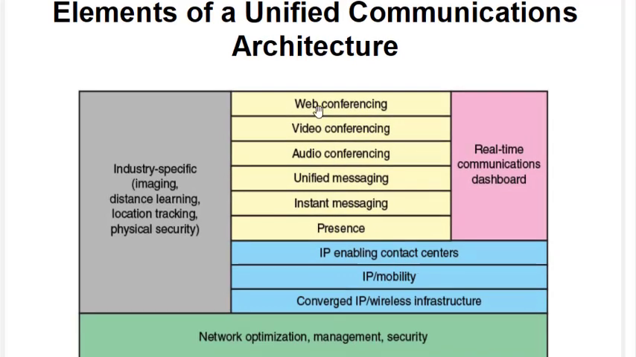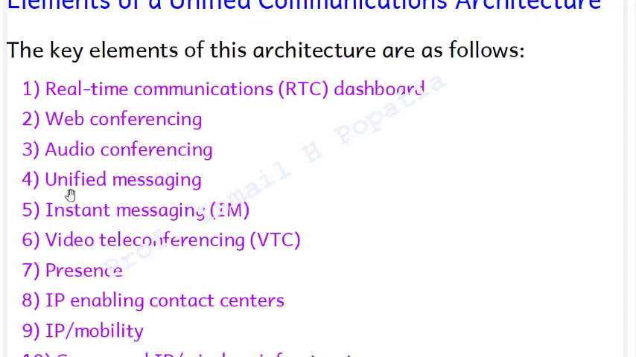These are the elements of the unified communication architecture. We have various applications like web conferencing, video conferencing, and audio conferencing; these are the real-time applications, under the real-time application dashboard. Then we have more layers: IP enabling contact centers, IP mobility, converged IP wireless infrastructure, and then the service called network optimization, management and security. The first key element of this architecture is the real-time communication dashboard, one of the primary components of the unified communication architecture.